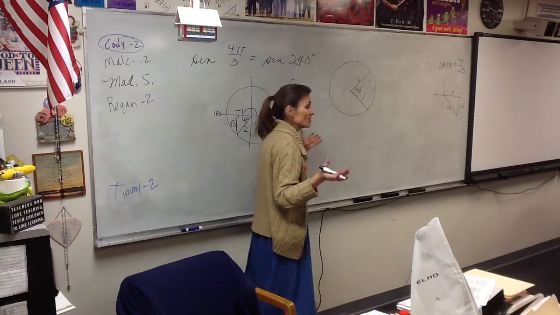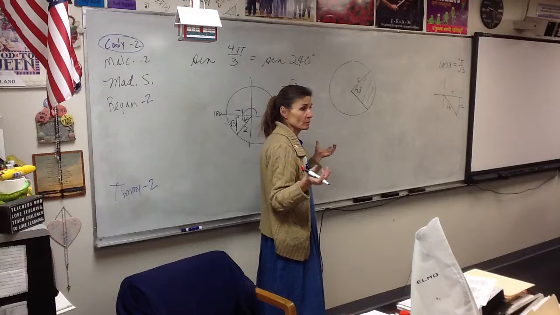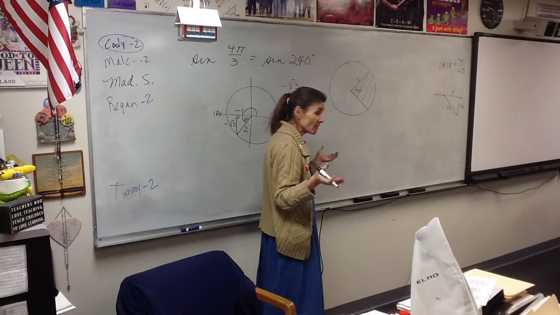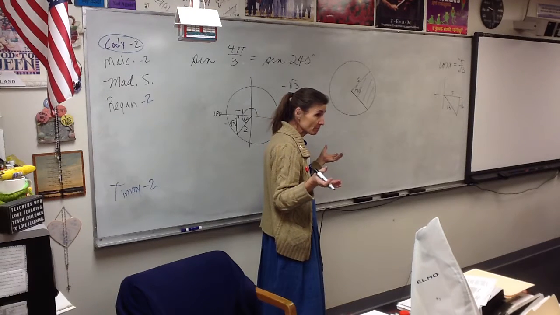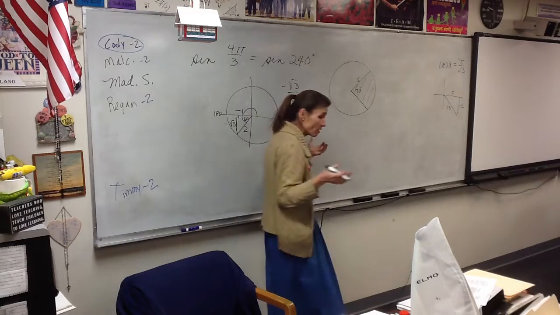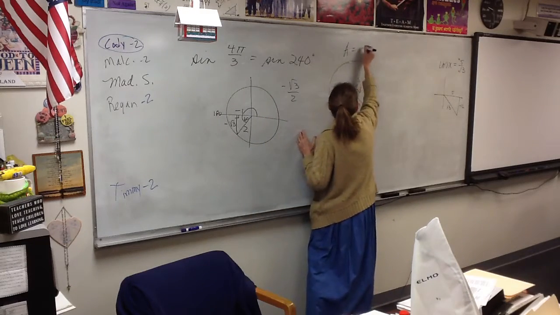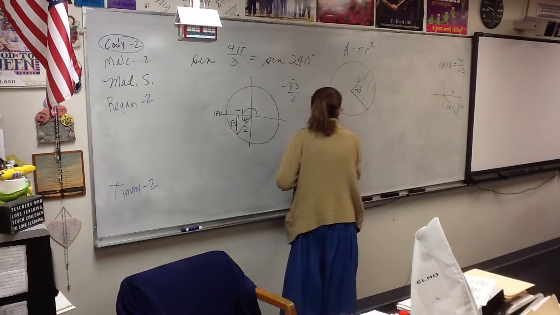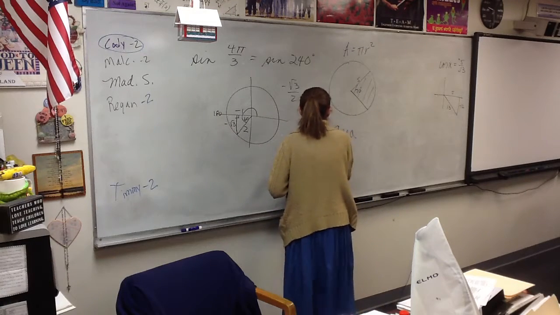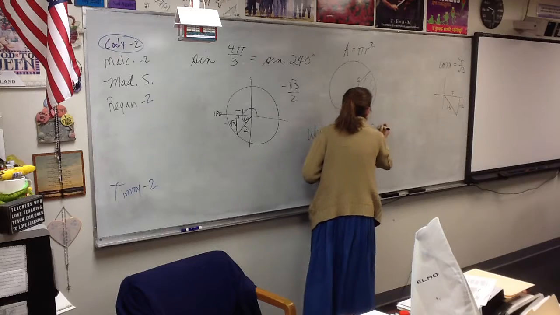What's the area of this circle going to be? 25 pi. How do we find the area of a circle? Pi r squared. So area of the whole circle is pi r squared. So this whole area would be 25 pi.